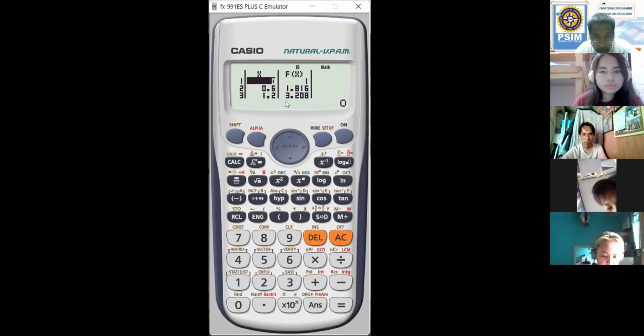We only have what? The answer for the 4 terms is 3.208, which is equal to the table, no? 3.208, using 4 terms, because we use a function that has 4 different terms.